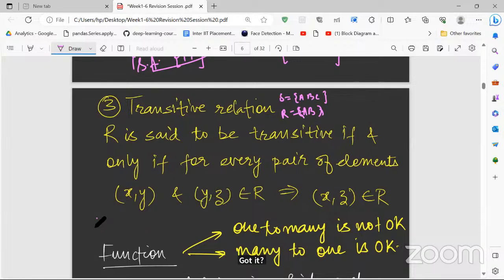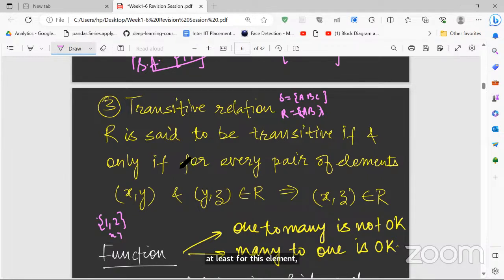See, if I have the example (1, 2) that you told, for this also the condition is satisfied because we don't have any other pair. The definition says for every pair of elements XY, YZ present in the set R. If XY is present and YZ is not present in our R, we need not check anything else, at least for this element.